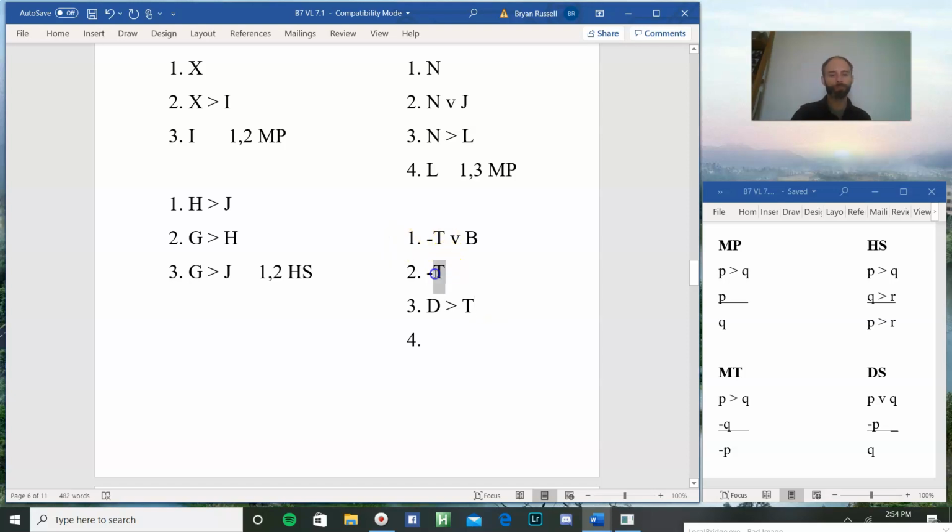How about 2 and 3? Well, on line 2 we have not T, and here on line 3 we have if D, then T. So what rule can we use there? Well, on line 2 we have the negation of the consequent. Do we have any rule that allows us to use the negation of the consequent? We do, MT. So here with MT we have P horseshoe Q, and not Q, we can get not P. So we have D horseshoe T, or T is a necessary condition for D. We know that T is not the case, so we know that D is also not the case. And how did we get that? 1, nope, 2, 3, MT.